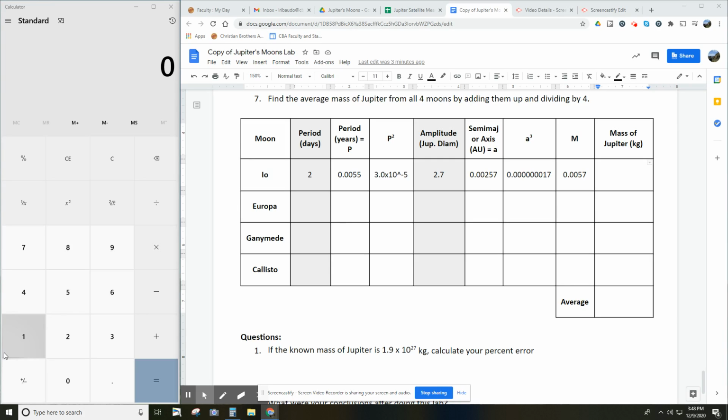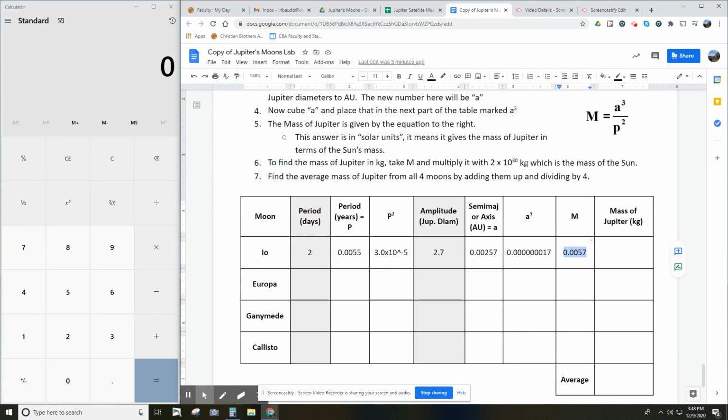So you're going to have to do this probably on your own calculator. I can't do it on screen. So you just multiply this number that you just got by this number right here, 2 times 10 to the 30th power. If I do that on my calculator, and you can't see this because I'm doing it on a calculator in front of me, 2 times 10 to the 30th power times the number we just got, 0.0057, is going to be equal to 1.14 times 10 to the 28th power. So it's a very large number. And that's what I got for my answer.